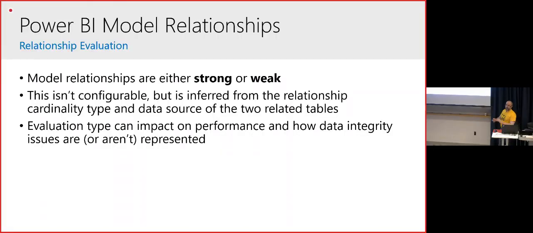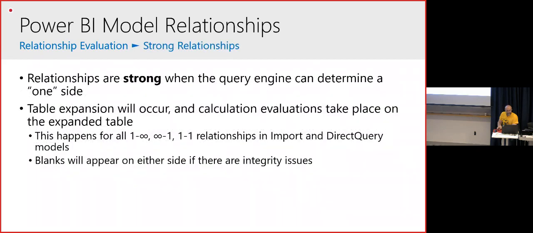Relationships are evaluated at query time. They are either strong relationships or they are weak relationships. Okay? This is not a property that you configure. It depends on the characteristics. So let me tell you this, that strong relationships mean that Power BI understands that there is a one side to the relationship. So, one-to-many relationships, many-to-one relationships, and one-to-one relationships are all strong unless it is relating the table in a composite model, that a direct query table is relating to a direct query table from a different data source. Relationship will be weak. Okay, so for now, just understand this.